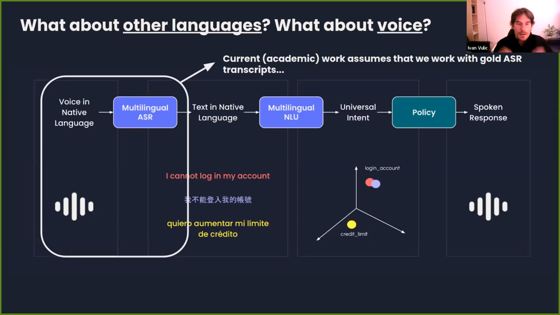Okay, so where we are. I showed the basic skeleton model for monolingual English intent detection, which starts from text. But what about other languages and what about voice? Many academic papers actually assume that the world works only with English and that we work with gold ASR transcripts. And of course, neither of those two assumptions is true in the real world.